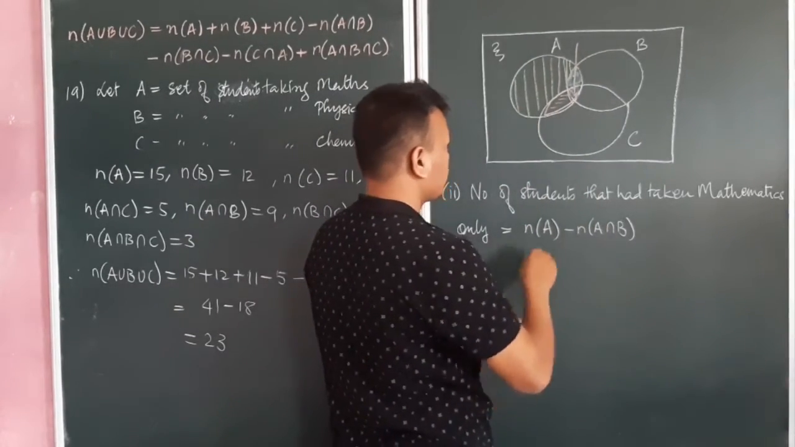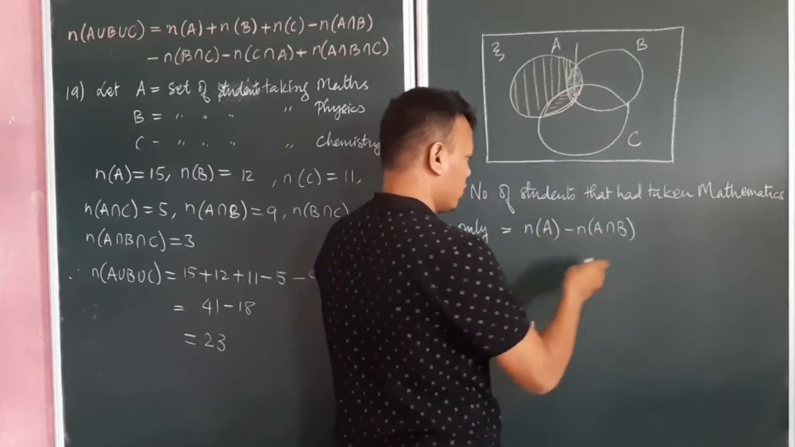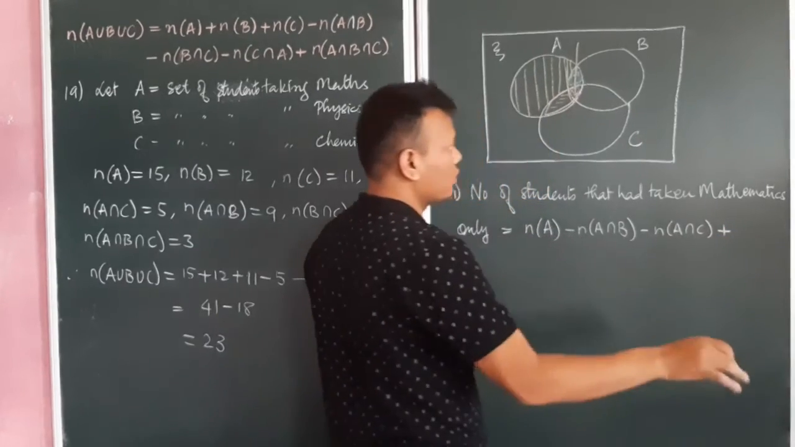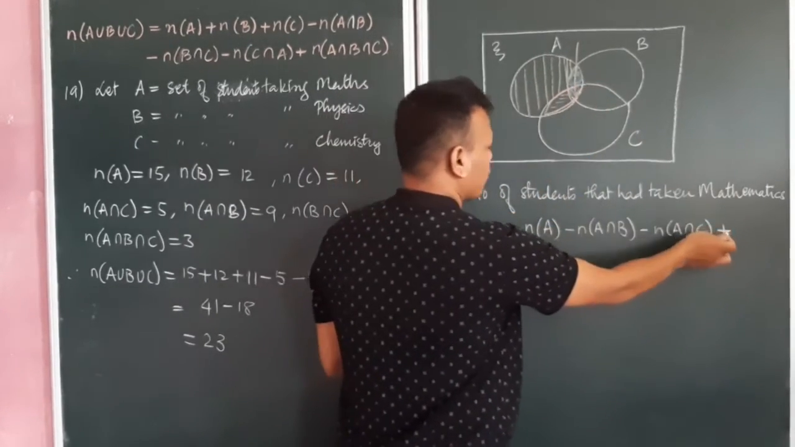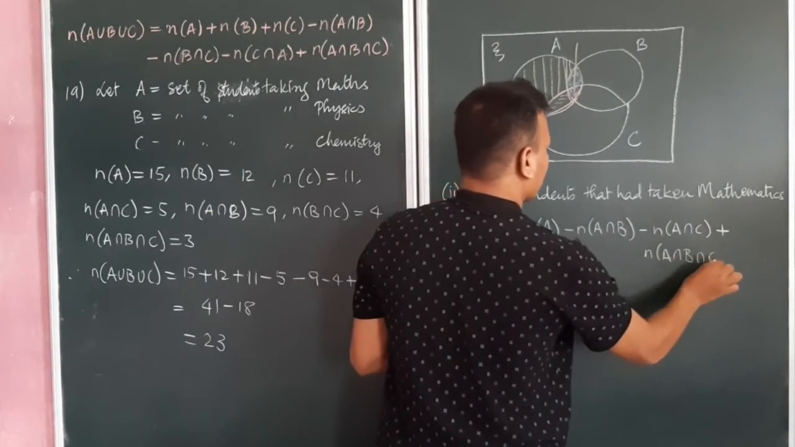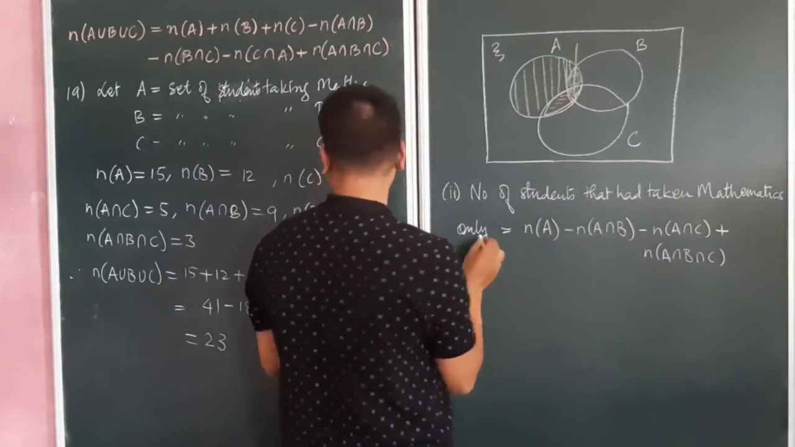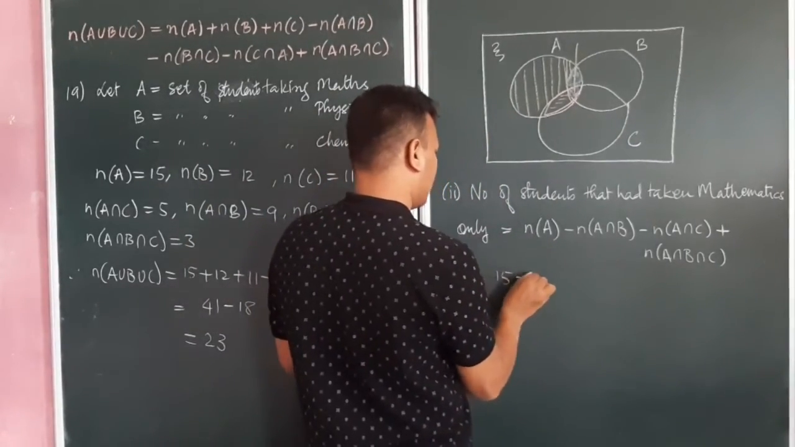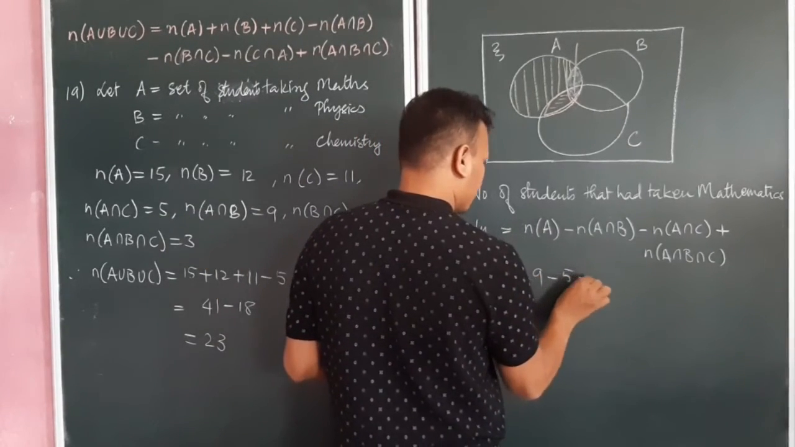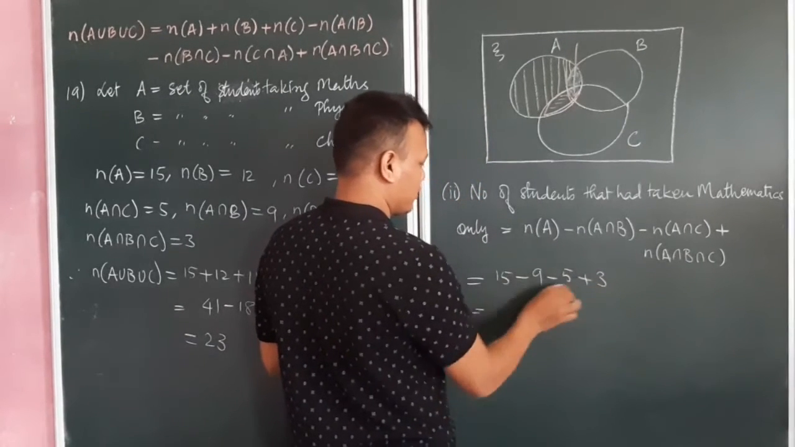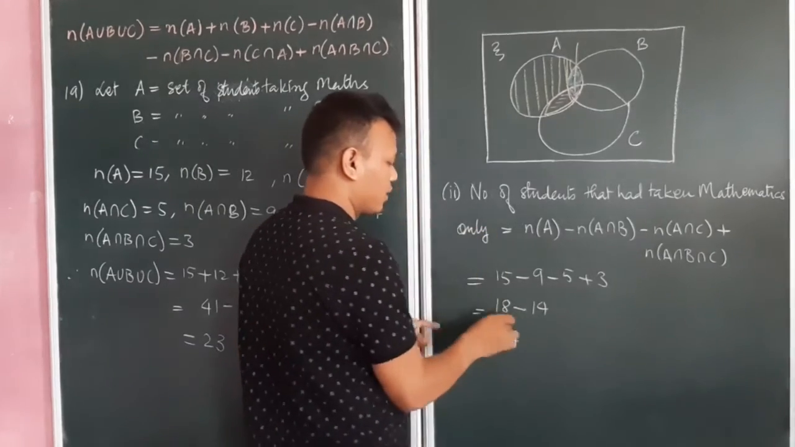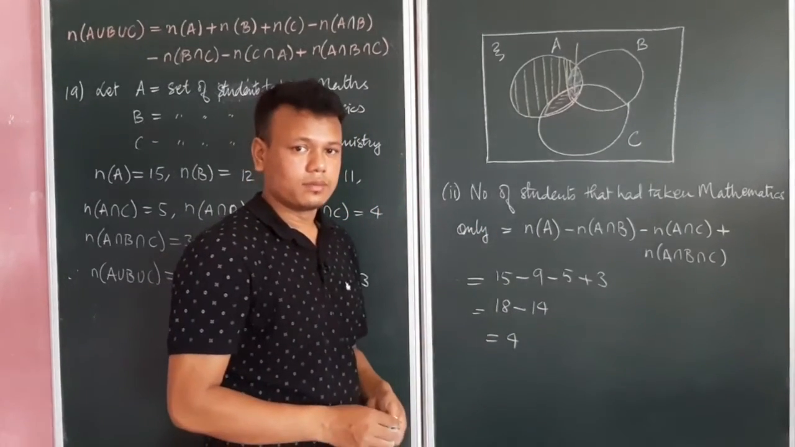So this is actually my A intersection C. So we have n of A intersection C, plus we have to nullify. To nullify we have to add n of A intersection B intersection C. So let's put the values. n of A is given to be 15, A intersection B is given to be 9, A intersection C is given to be 5, plus this is 3. So we have 15 plus 3 is 18, minus 14. So my answer for this second part will be 4. Pause the video and note it down.